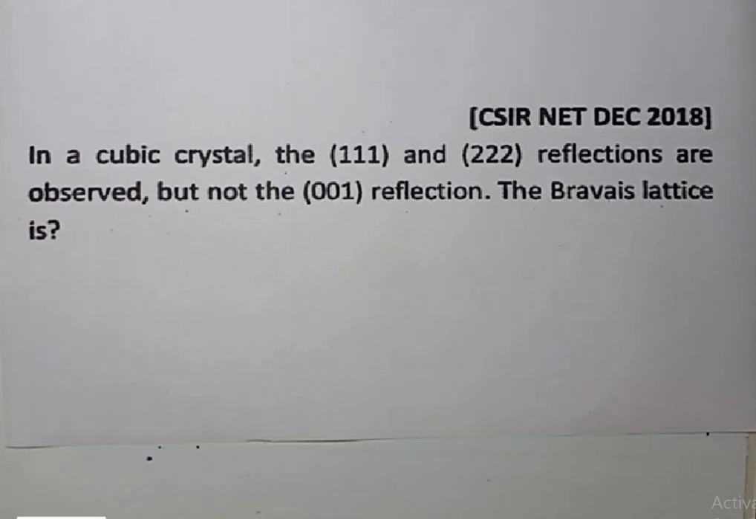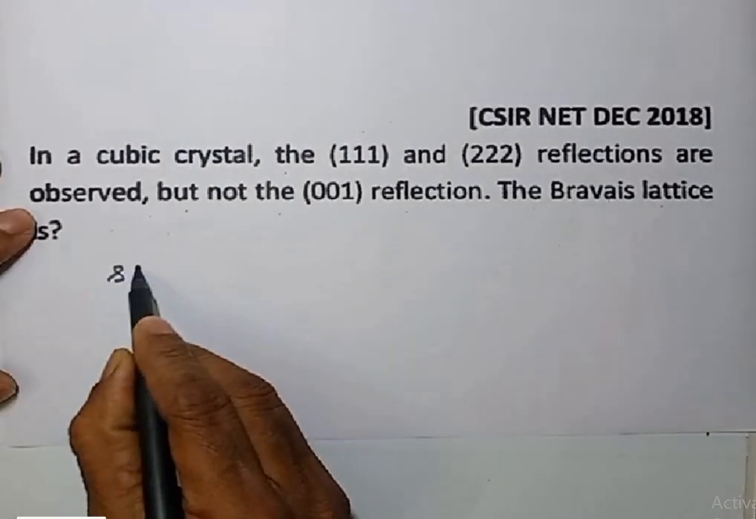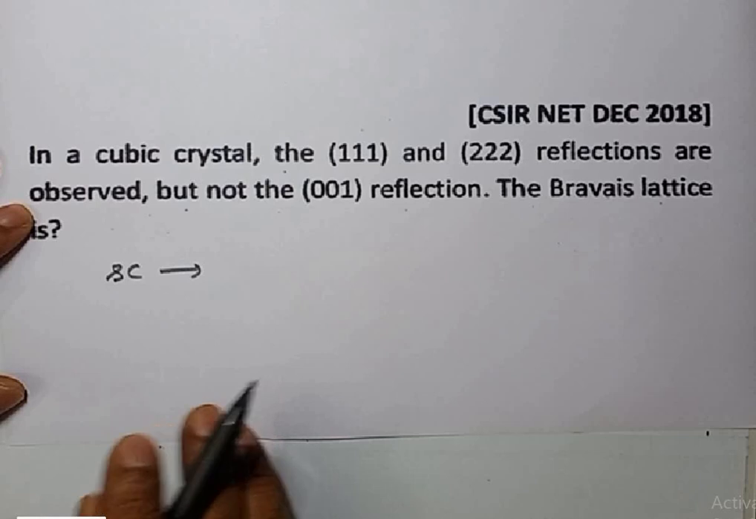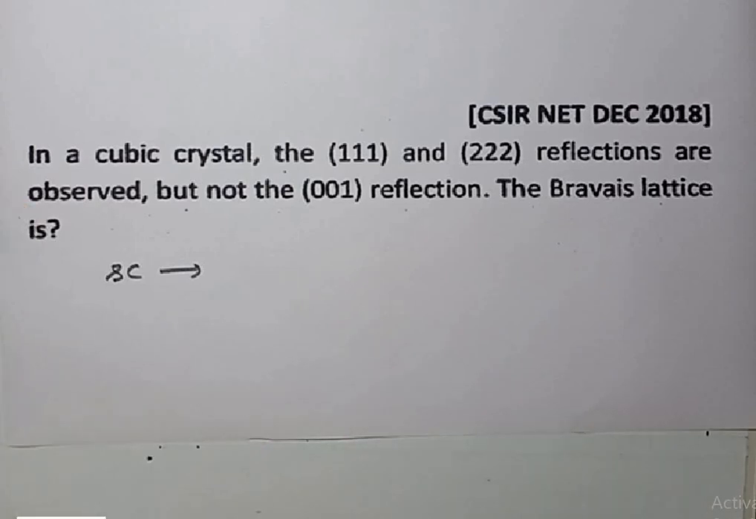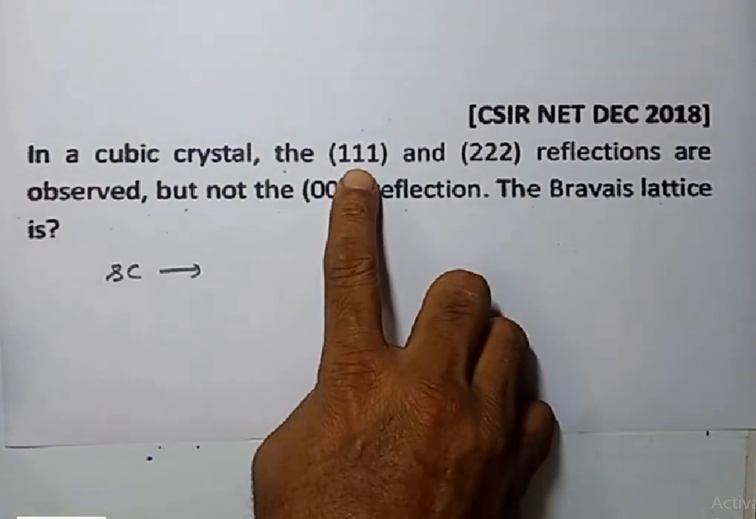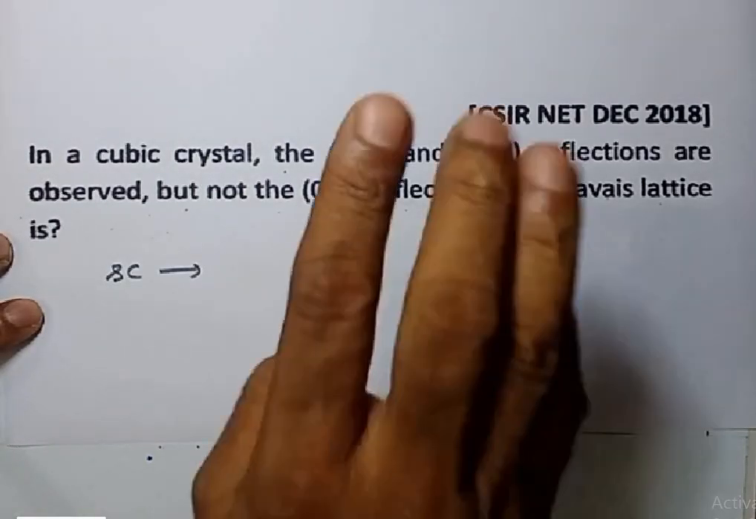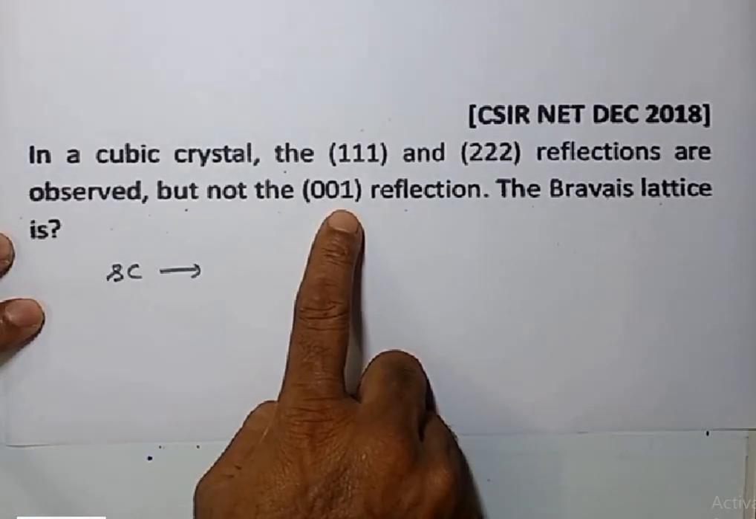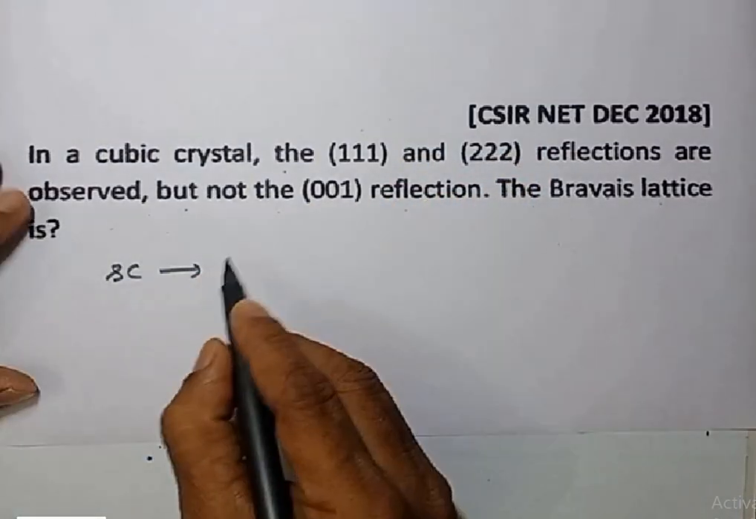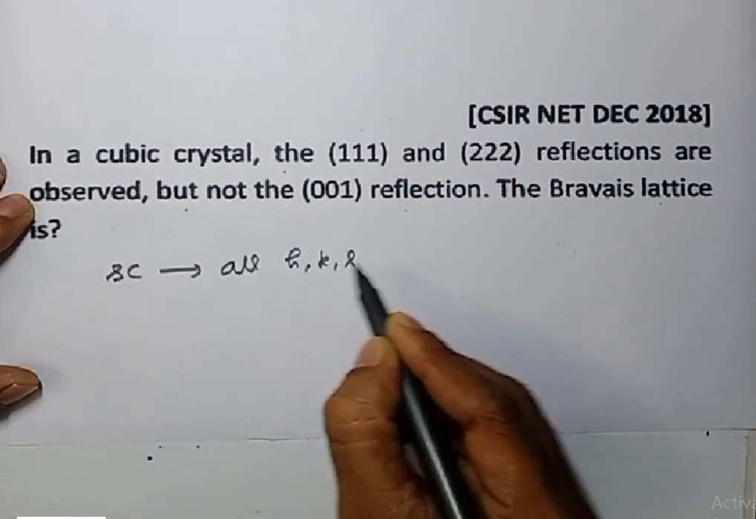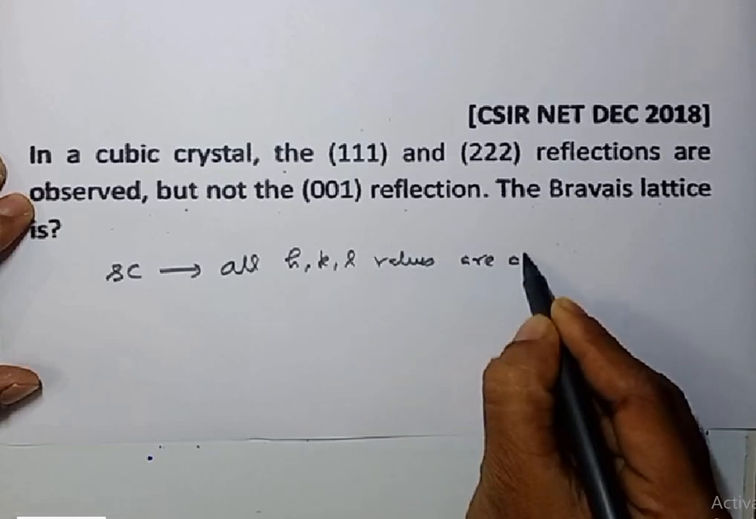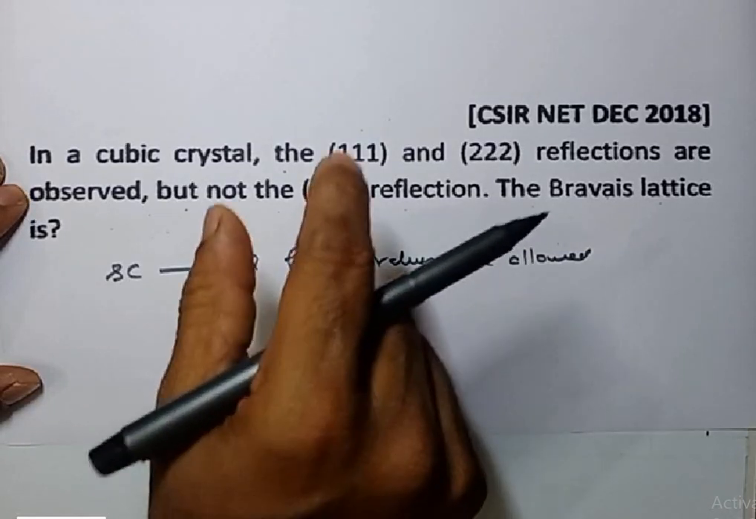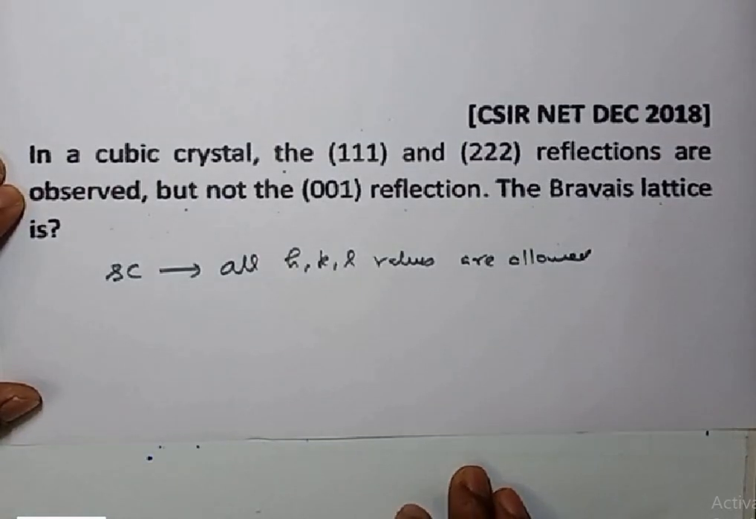You know very well, for simple cubic, all reflections from all planes are allowed. So 111 plane will give reflection that is observed. 222 plane also will give reflection that is observed. 001 plane also gives reflection that is also observed for simple cubic. For simple cubic, all h, k, l values are allowed. No problem at all. So, since 001 reflection is not observed, that crystal cannot be simple cubic.